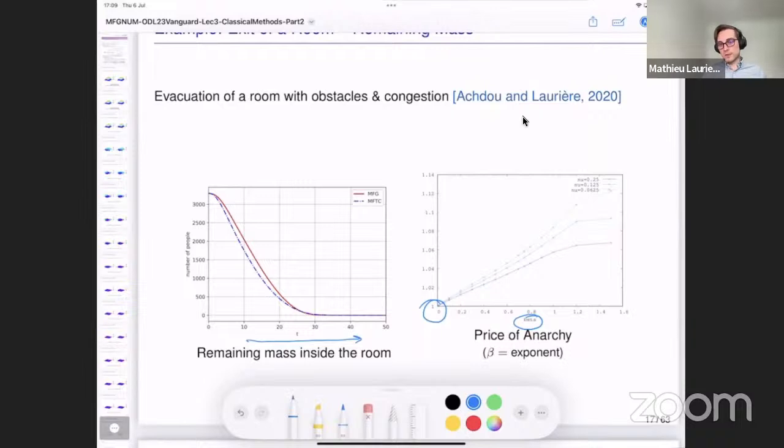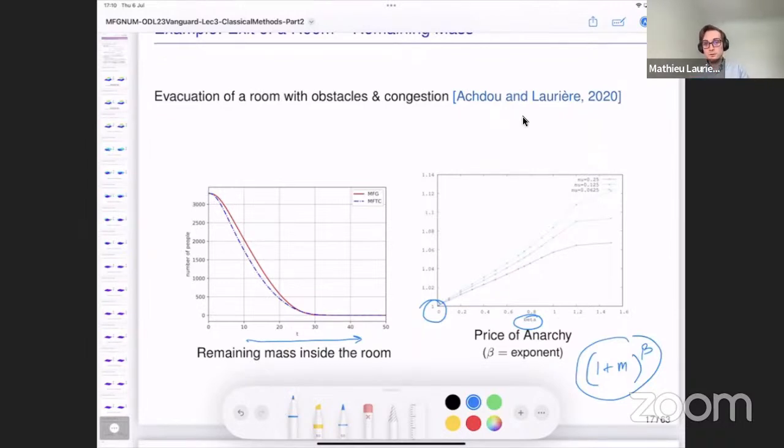Intuitively, I think this makes sense because if you have this coefficient, 1 plus m to the power beta, and you increase beta, it means that you increase the influence of mean field interactions, right? So mean field interactions are through the cost, through this term here. So if I take beta larger and larger, I'm increasing the impact of the crowd on myself. So intuitively, it should increase the price of anarchy because you're going to see a bigger difference.